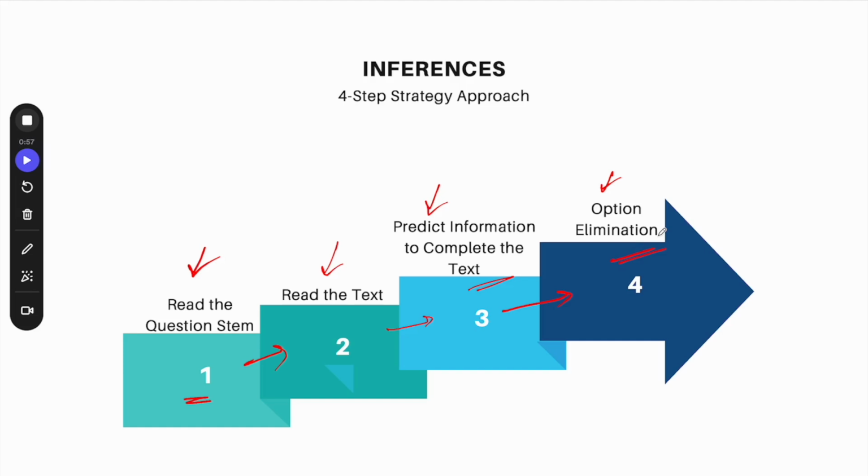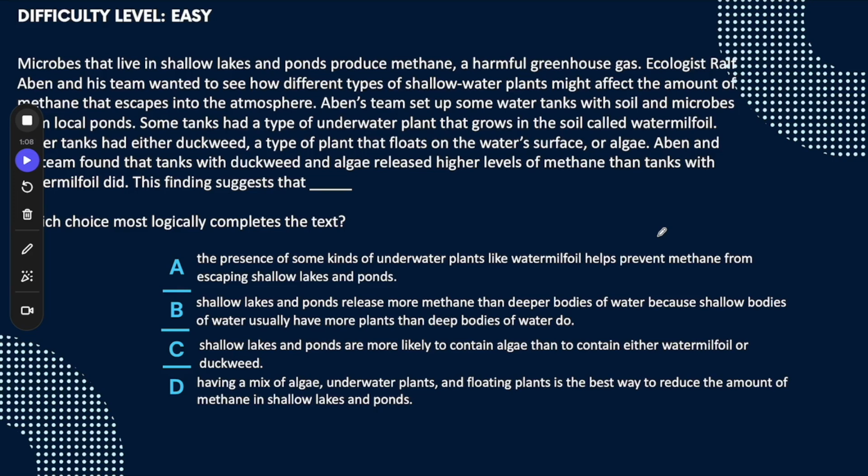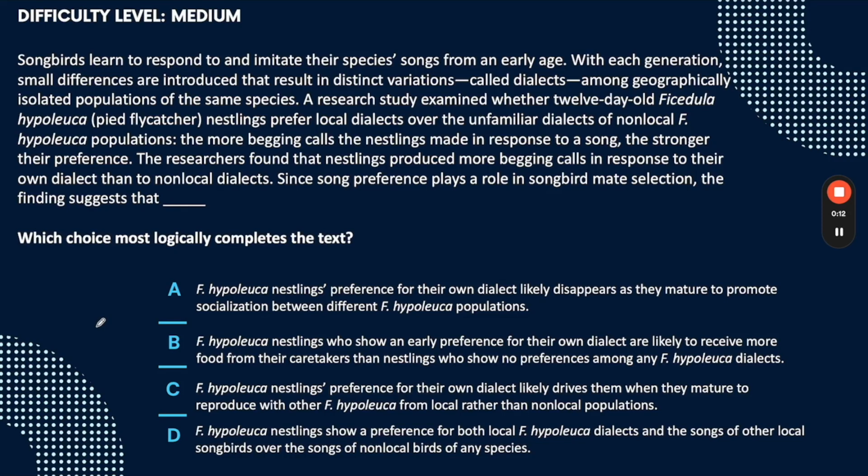Now that you know all the 4 steps that you need to take up, we have to learn how to implement these steps, right? What is it that we need to do in order to implement these steps? Let's look at the first question. We already know that this is an inference question type because of this question stem, which says most logically completes the text. And this is an easy level question, where we are just trying to understand how to implement whatever we have learned, right?